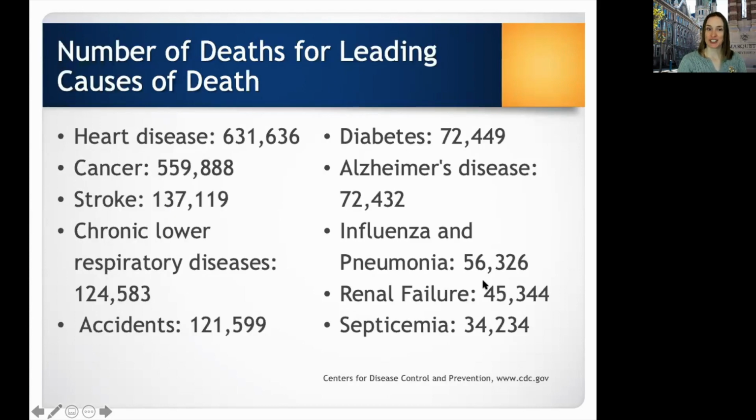So let's take a look at the number of deaths that occur in the United States. Heart disease is about 600,000 deaths a year. Cancer, also close to 600,000. Stroke, 100,000. Chronic lower respiratory diseases, so in the lungs, accidents, diabetes, Alzheimer's, influenza and pneumonia, renal failure, and septicemia, so infection in the blood.